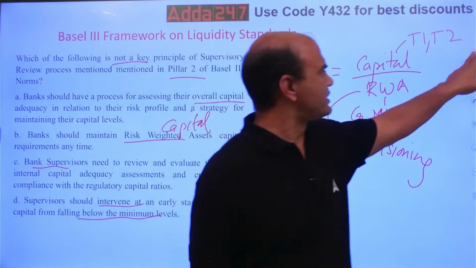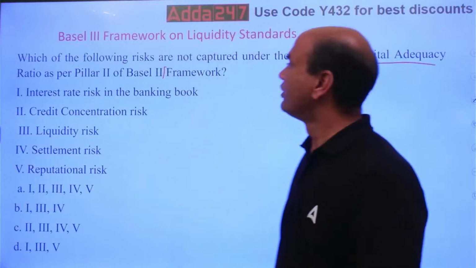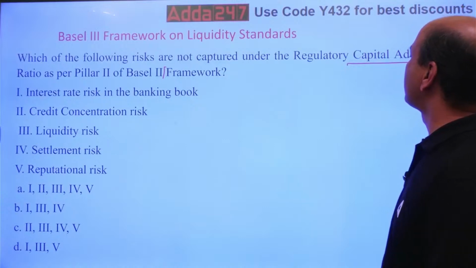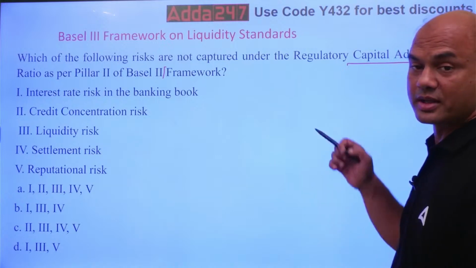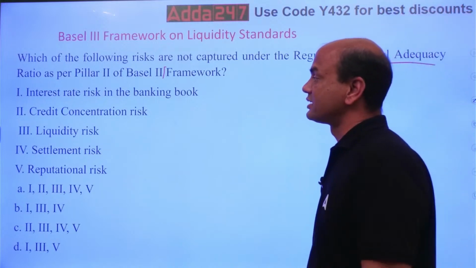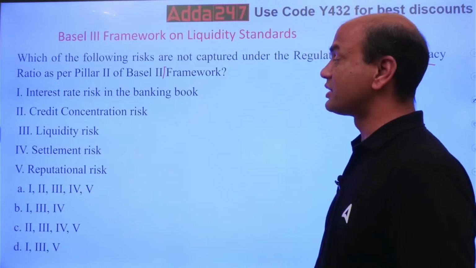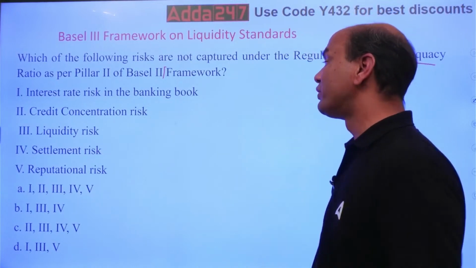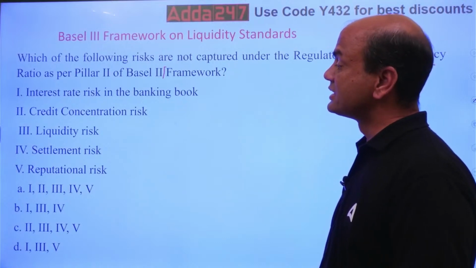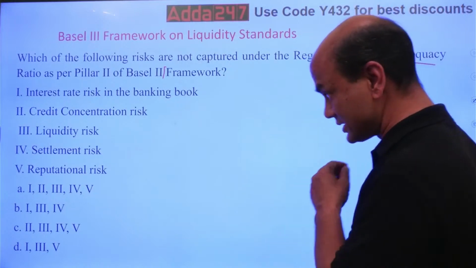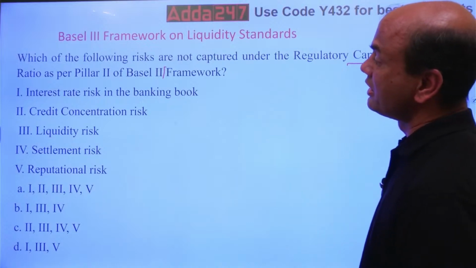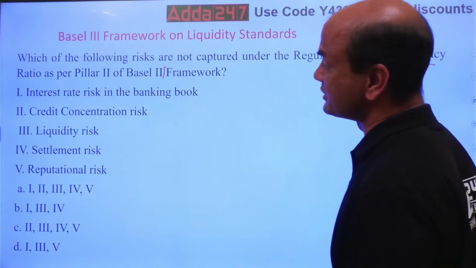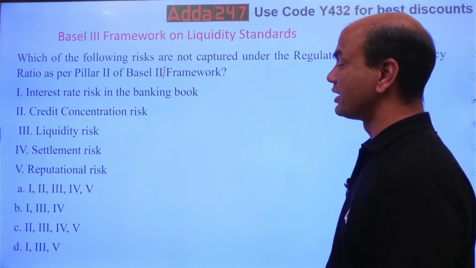So, what is the question then? Which of the following are not captured under the regulatory capital adequacy ratio as per pillar 2 of Basel 3 framework? Which of them are not captured? Look at this. Interest rate risk in the banking book. Credit concentration risk not captured. Liquidity risk not captured. Settlement risk not captured. Reputational risk not captured. Now which one is actually not captured over here? Interest rate risk not captured. Is it so? Think over it, everyone.